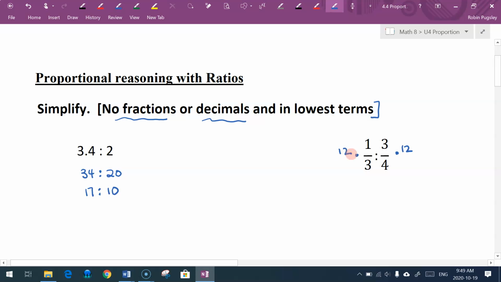stays in proportion. So if I multiply 3 over 4 by 12, or in other words, by 12 over 1, I can see canceling. The 4 goes into 12 3 times. I'm left with a 9 on the right side. Same thing on the left side. The 3 goes into 12 4 times, and I'm left with 4 on the left side. So we have 4 as compared to 9, no decimals, no fractions, and no GCF between the two terms.